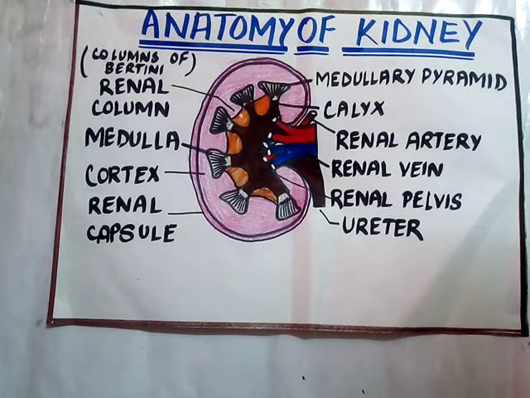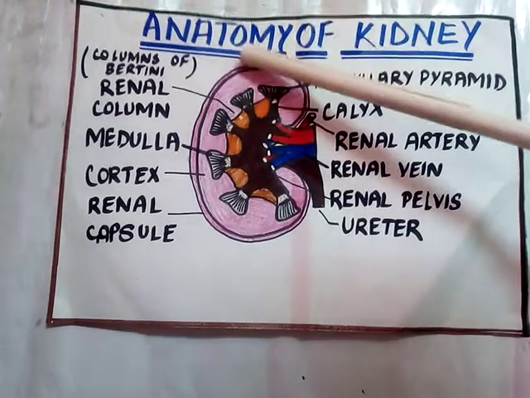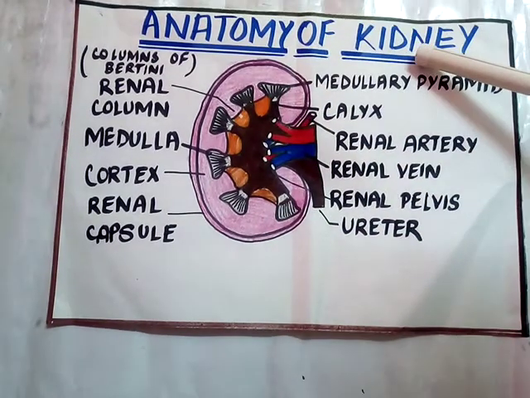Today I'll be discussing the internal structure of kidneys and the functioning of nephrons. Yesterday we talked about the excretory system. So let's discuss the internal structure of the kidney, also known as the anatomy of the kidney.